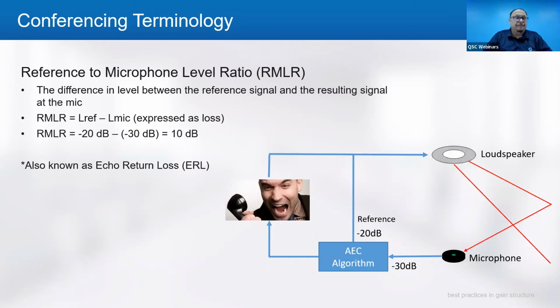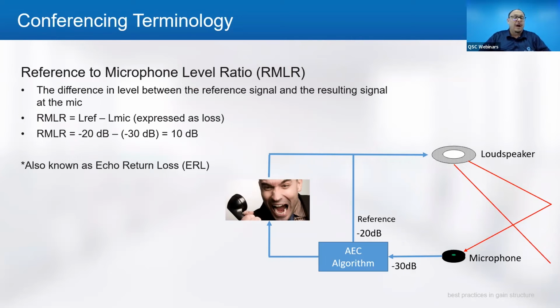Conferencing terminology. So, reference to microphone level ratio. This is the difference in level between the reference signal that's coming in and the resulting signal that's at the microphone. So, as our microphone is here, that signal might be coming into the algorithm at -30 dB, and our reference that we're putting in is at -20.